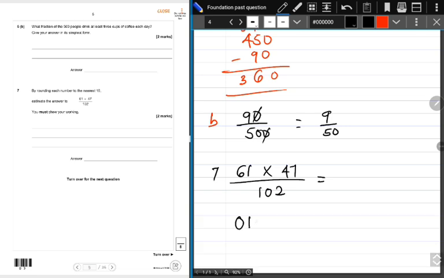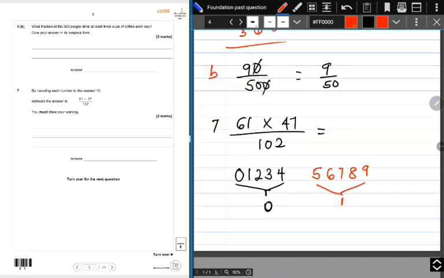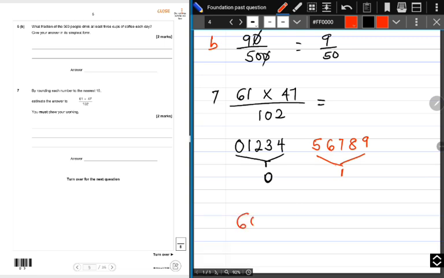From 0, 1, 2, 3, 4 will be rounded down to 0. I mean 5, 6, 7, 8, 9 will be rounded up to 1. So now since we have 61, it can actually be rounded to what? 60. Times 47 can be rounded up to 50.